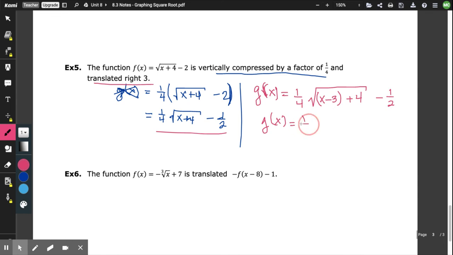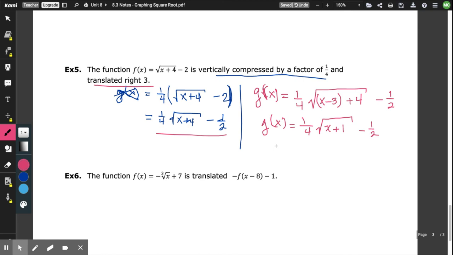So now when I simplify there, inside the radical, I've got x minus 3 plus 4, which would give me x plus 1, and then minus 1/2. That would be my final g of x there. So this is the new function.